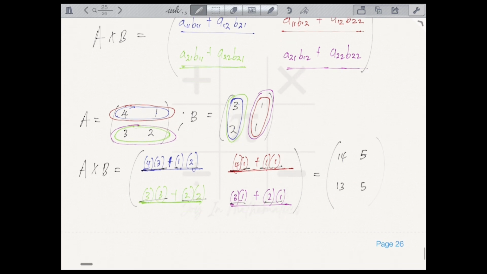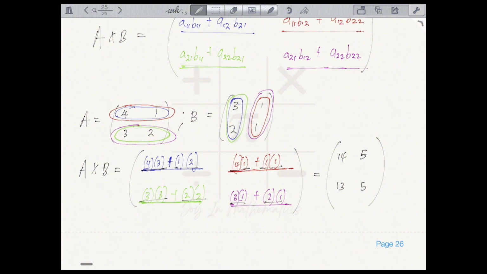So now we can see that matrix A, which is a 2 by 2 matrix, multiplied by matrix B, which is also a 2 by 2 matrix, will result in a 2 by 2 matrix. Let's stop the video now and continue.